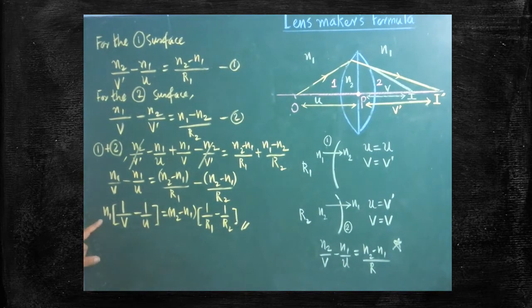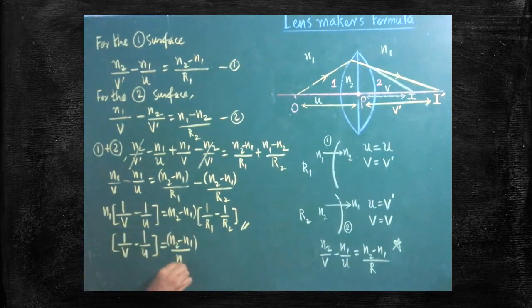Here this n1 can be brought down here. So we write 1 divided by v minus 1 by u, which is equal to n2 minus n1. This n1 can be cross multiplied. Therefore, this one becomes n1. So the remaining factor is 1 by r1 minus 1 by r2. So like that we can write.